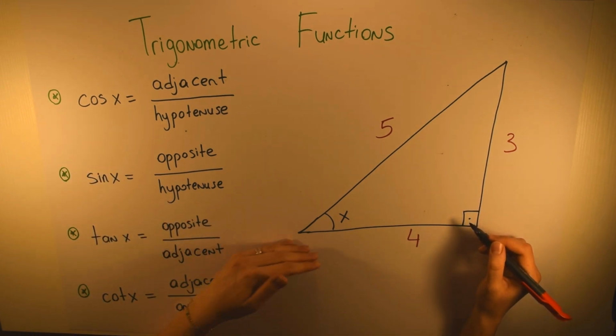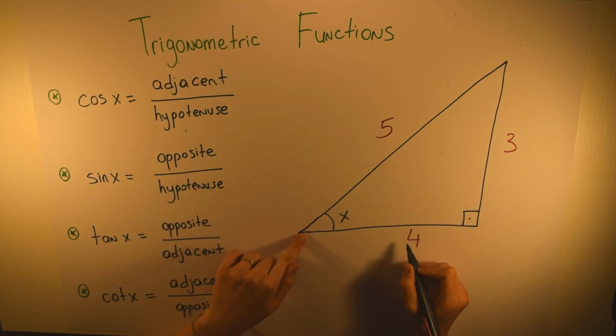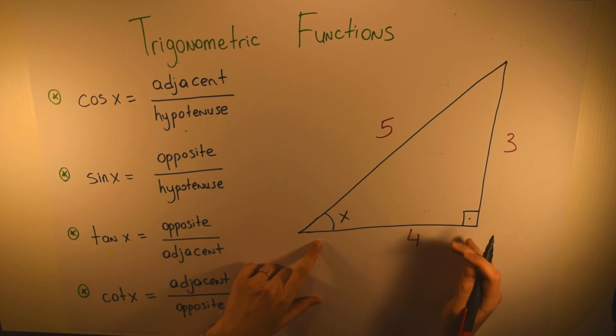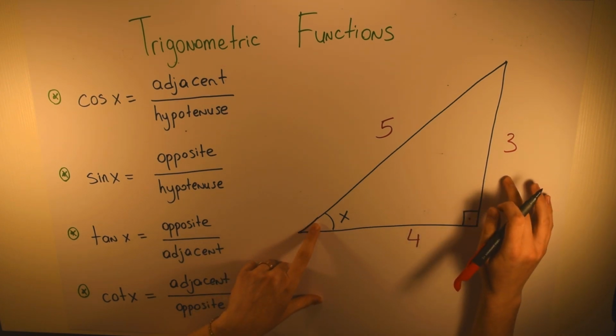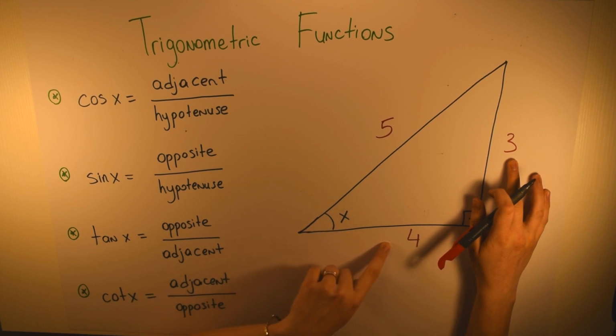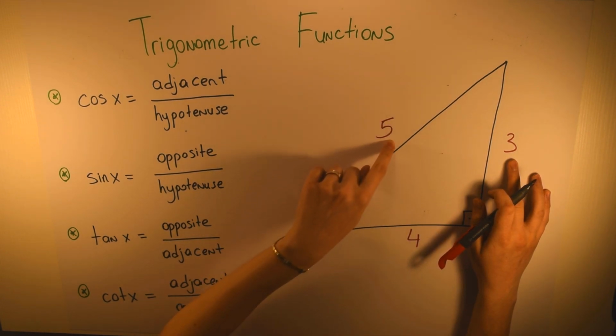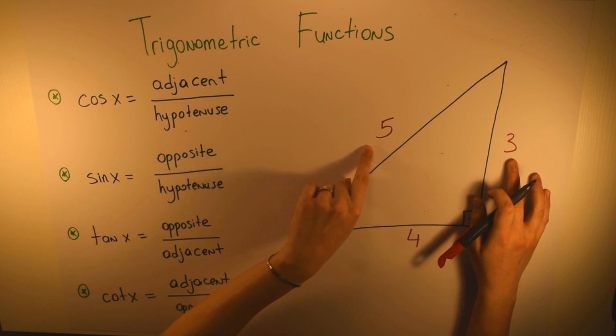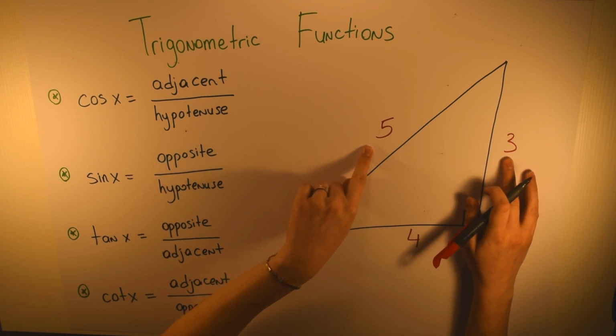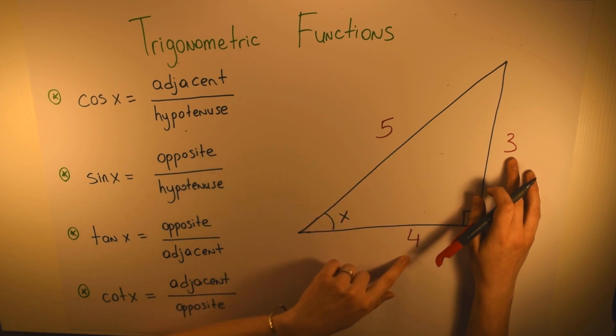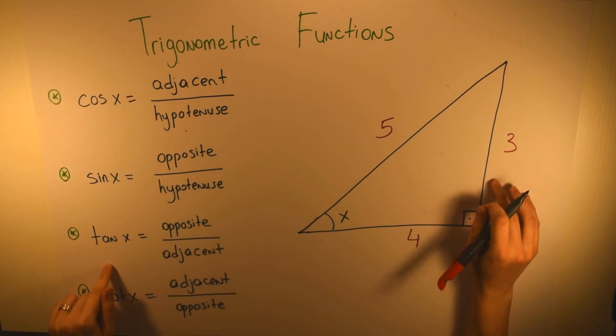And here the side next to angle X is the adjacent side, and the one opposite to the X angle is called the opposite side. And the one opposite the right angle is called the hypotenuse. So here 5 is our hypotenuse, 3 is our opposite side, and 4 is our adjacent side. So let's look at our functions here.